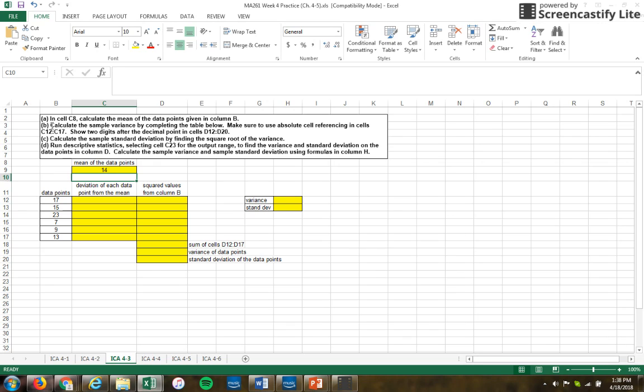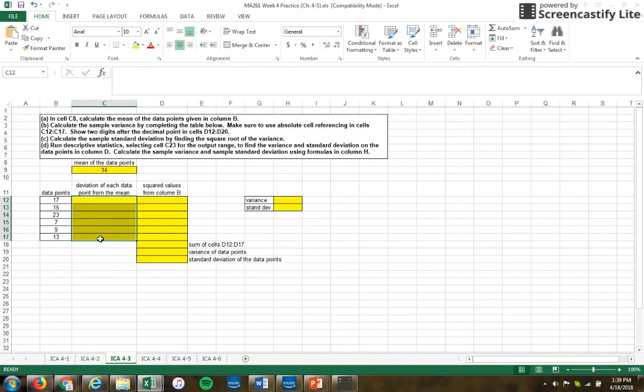Part B: calculate the sample variance by completing the table below. Make sure to use absolute cell referencing in cells C12 to C17, and show 2 digits after the decimal point. In essence, to find the standard deviation, we've got to find the deviation of each of these data points from the mean, and then we have to square them. The reason is if we add all these deviations up, they should equal 0 if we did it right, which tells us really nothing.